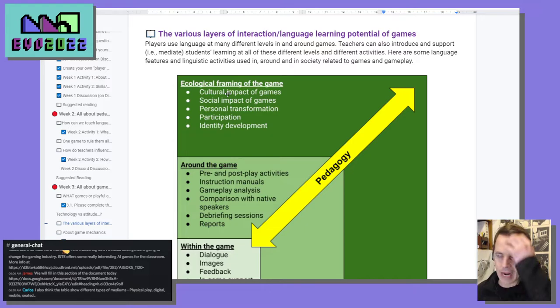It's like, well, let's actually analyze this Dungeons and Dragons. Why is this barbarian raping and pillaging? Is that okay? There's a third layer of interaction that can happen with the game.